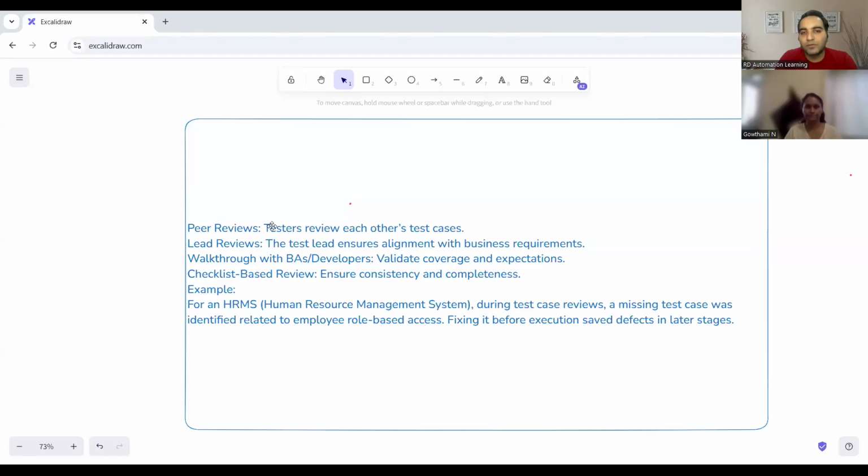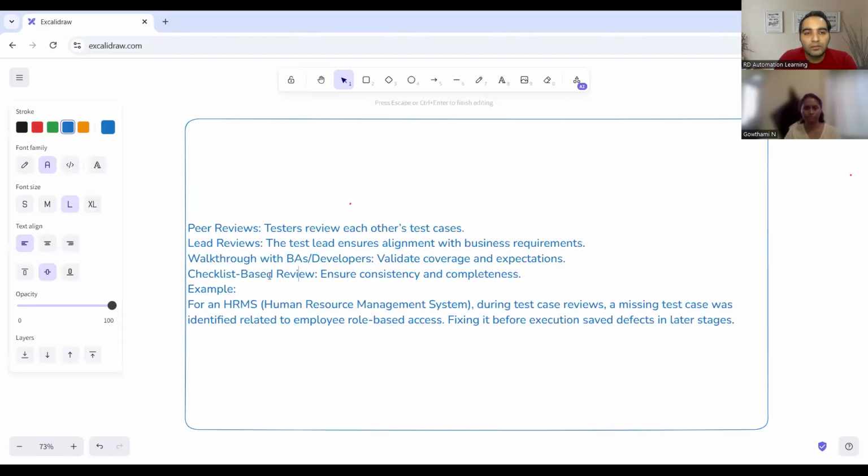Second thing is you will be reviewing, so that would be the lead level of review. These are a few of the points you can tell. Peer reviews: testers review each other's test cases. As a lead, you ensure alignment with the business requirements. Then checklist-based review, where you ensure consistency and completeness. For example, for one of the applications, during test case review a missing test case was identified that was related to employee role-based access. This kind of thing you can tell.